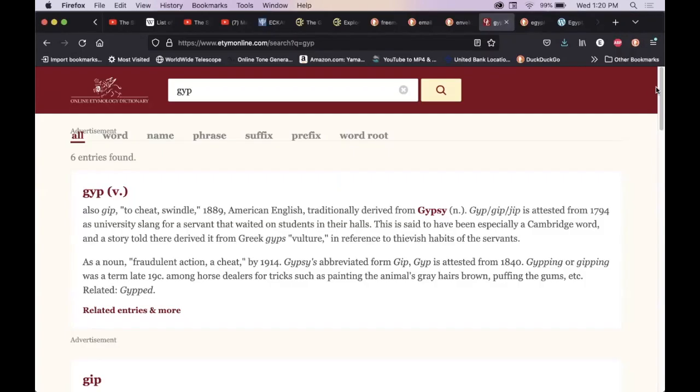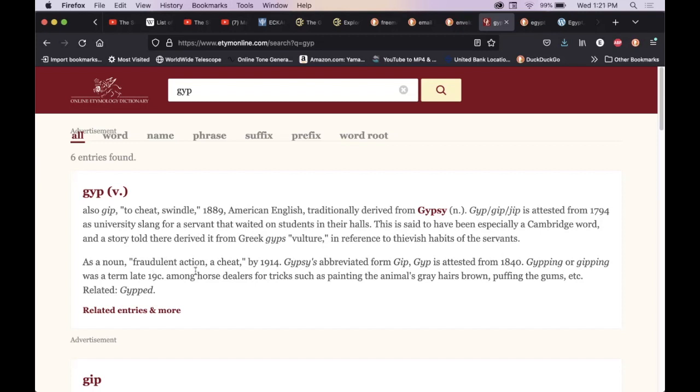Let's keep going. Now, you got to know this. GYP for Egypt. It's also to gyp, or to cheat or swindle. American English traditionally derived from gypsy. And gyp is attested from 1794 as university slang for a servant that waited on students in their halls. This is said to have been especially a Cambridge word, and a story told there derived it from Greek gyps, or vulture. Remember the vulture collar? In reference to thievish habits of the servants.